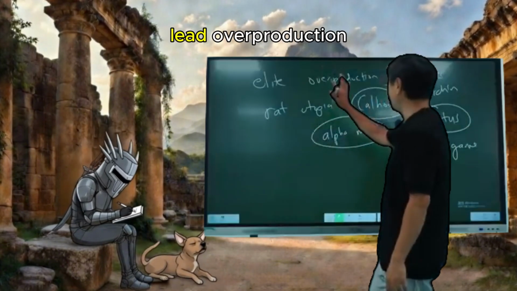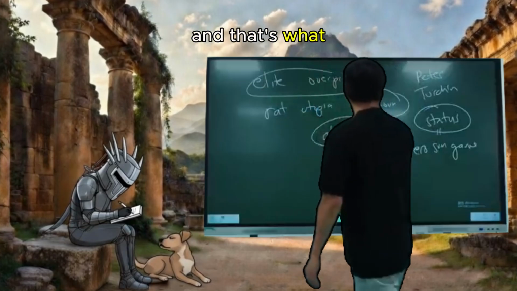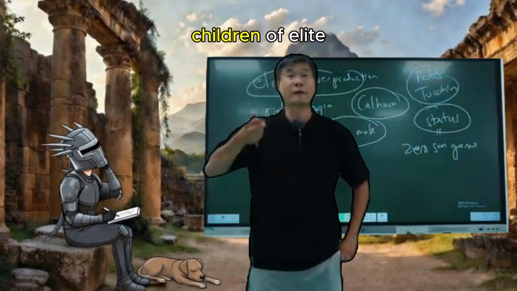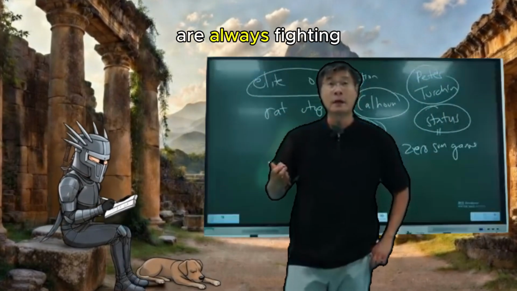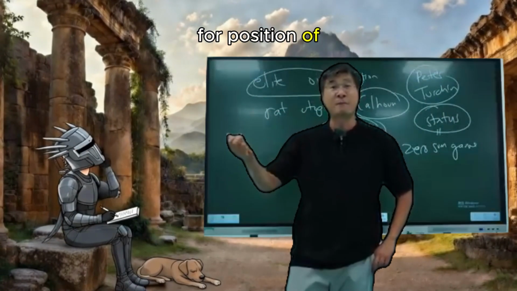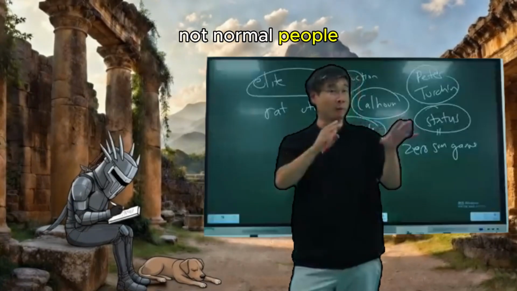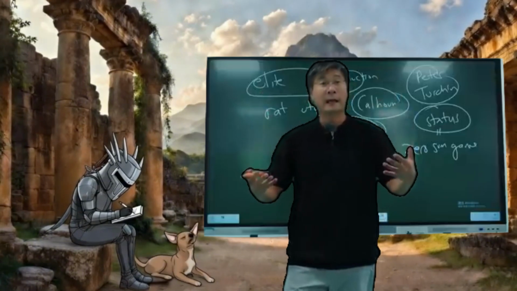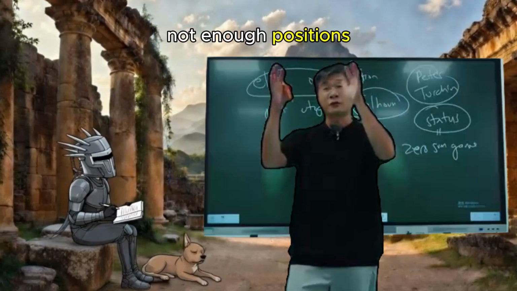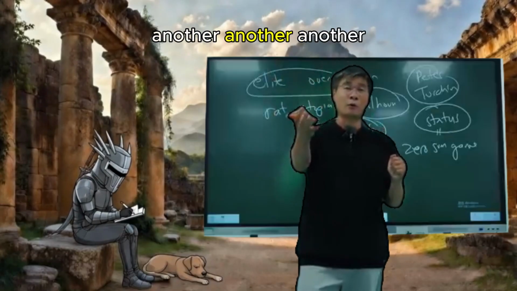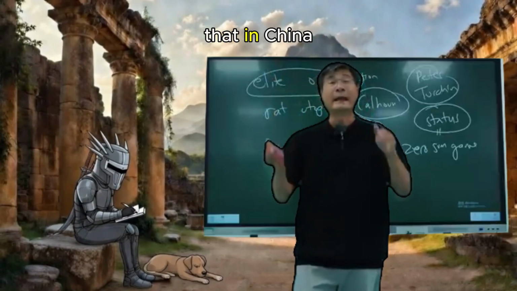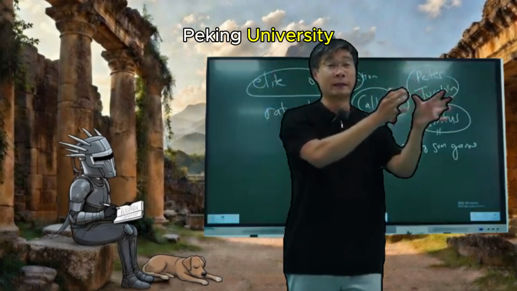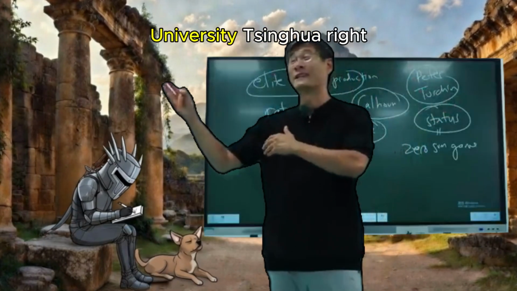Okay? And that's the idea of elite overproduction. And that's what Peter Turchin says. The elite, the children of the elite, are always fighting for positions of power. Not normal people, it's the children of the elite. But eventually, the elite have too many children, and there are not enough positions of power. Okay? Another way of saying this is that in China today, there are too many graduates of Peking University, Beida, and Tsinghua University, Tsinghua, right?